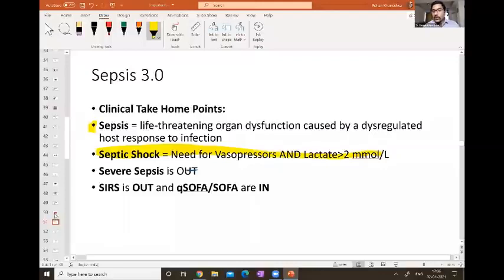qSOFA does not include the heart rate. Heart rate is not there in qSOFA. It is for SIRS, where you have the pulse rate more than 90, not for qSOFA. How does qSOFA work? qSOFA is just a score. So if the patient is meeting these criteria and there is a known focus of infection, you will call it sepsis then.